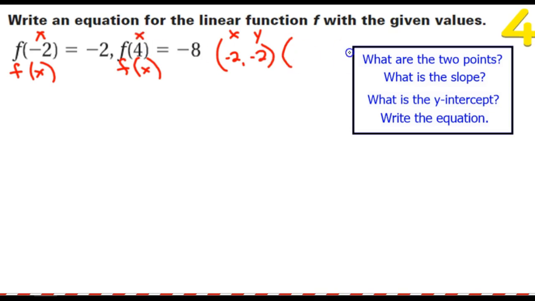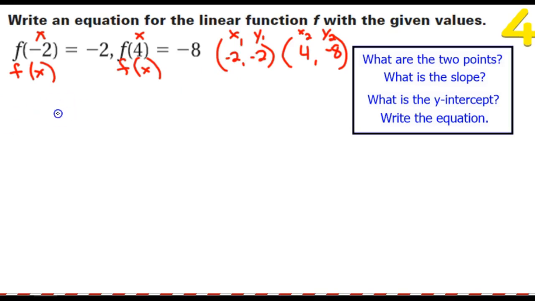Here our x is 4, and our y is negative 8. So those are our 2 points. We need to find our slope. This is x1, y1, x2, and y2.